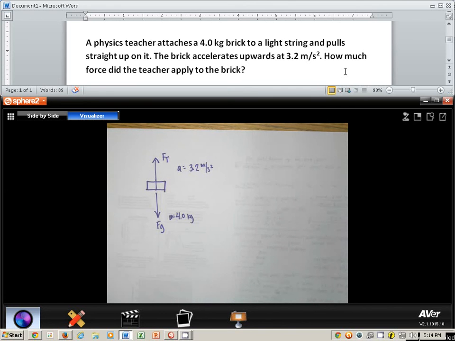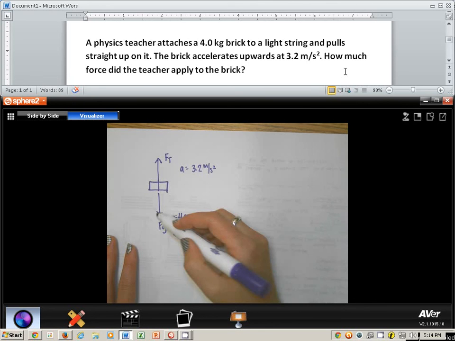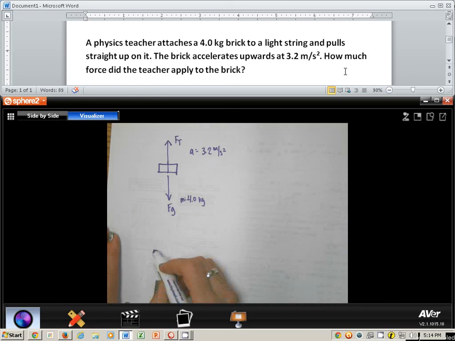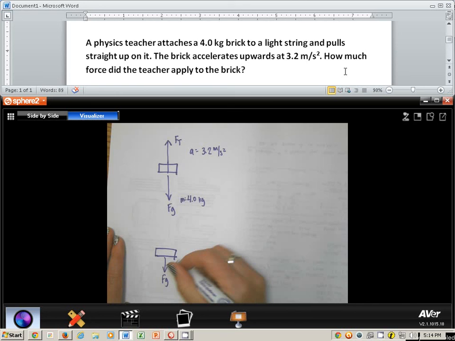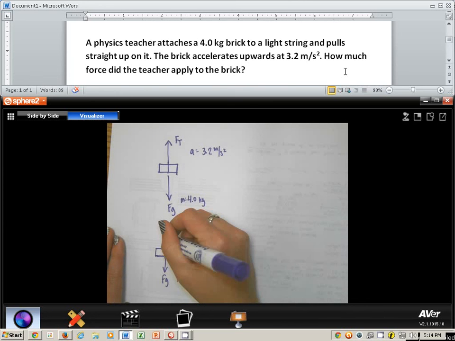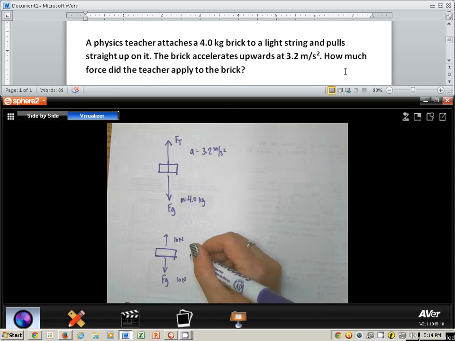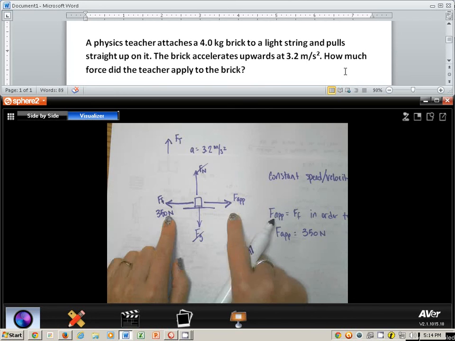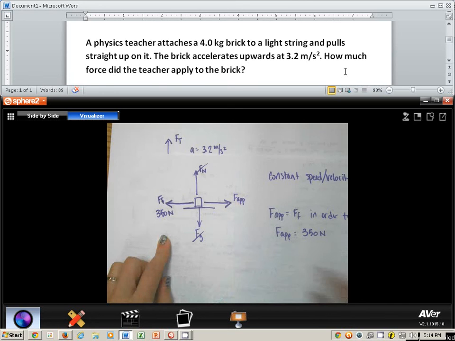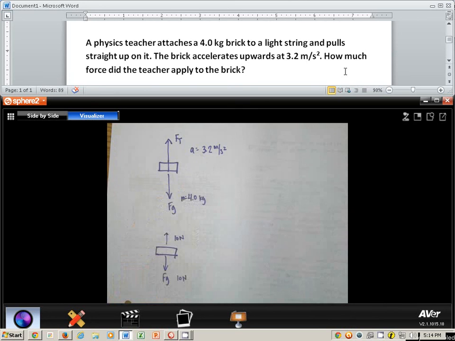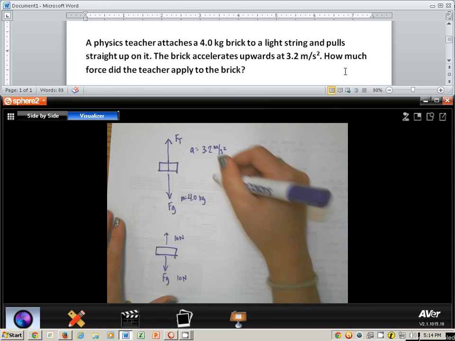Okay, well, first things first, if I have a brick, I'll draw it down here. If I have a brick and I have an FG, I'm going to make up some number. If the FG is 10 newtons, and a person is pulling up with 10 newtons, then that brick isn't accelerating. It's like the problem that we just did here. If the two things are equal to each other and it's moving left to right, then there's no acceleration. But this problem tells me it is accelerating, which means that Ft has to be greater than Fg.